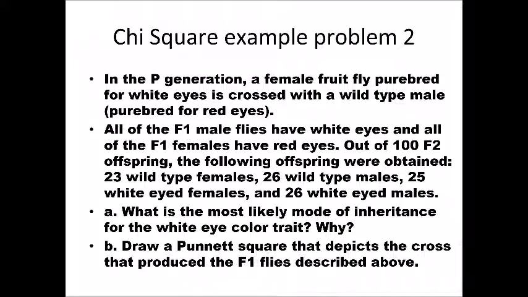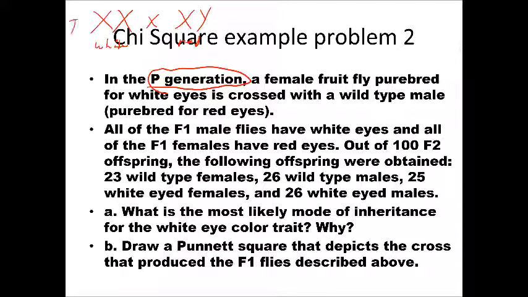All right, so let's go through and draw out what we think is going on here. This P generation is generation 1. We have a female, XX, who has white eyes, and she's crossed or bred with a male, XY, who has red eyes. So that's generation 1.